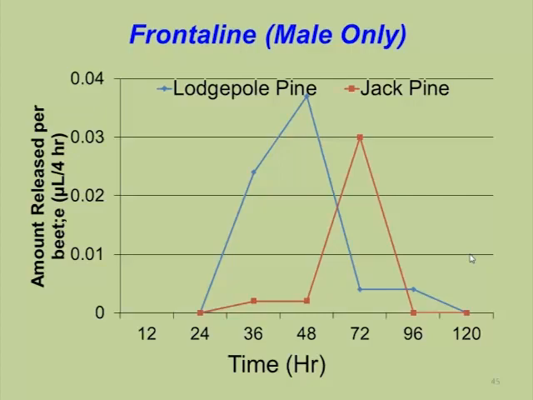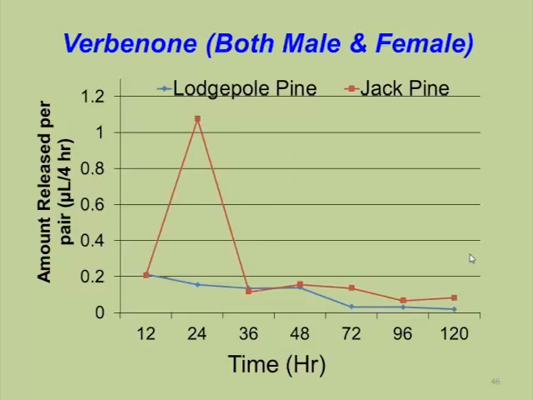Frontalin is a male-produced pheromone. As you see here, the peak really occurs around 48 hours versus about 70, 72 hours in jack pine. But this is the interesting part. This is the blue line again, lodgepole pine. The beetles, both sexes, female and male, I didn't know that actually, start producing anti-aggregation pheromone when they tunnel the tree. However, that production is really huge on jack pine compared to lodgepole pine. You see, this is several fold higher, about 6 times higher. That is really, really important.